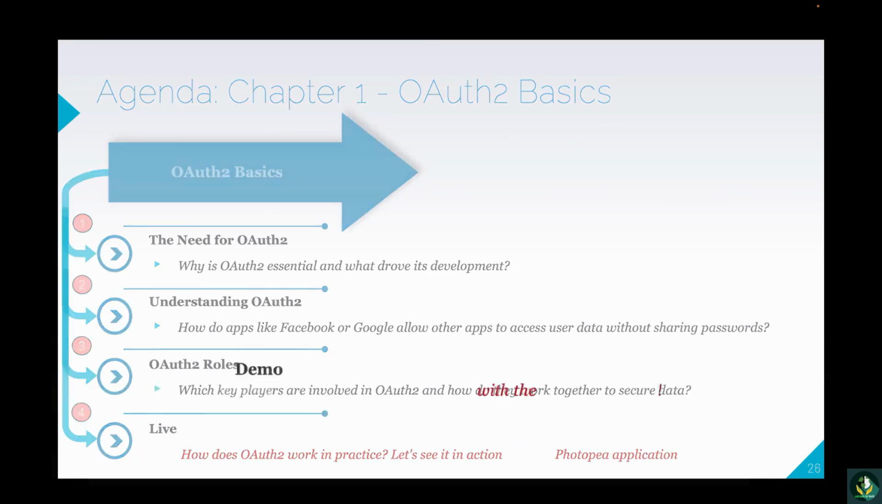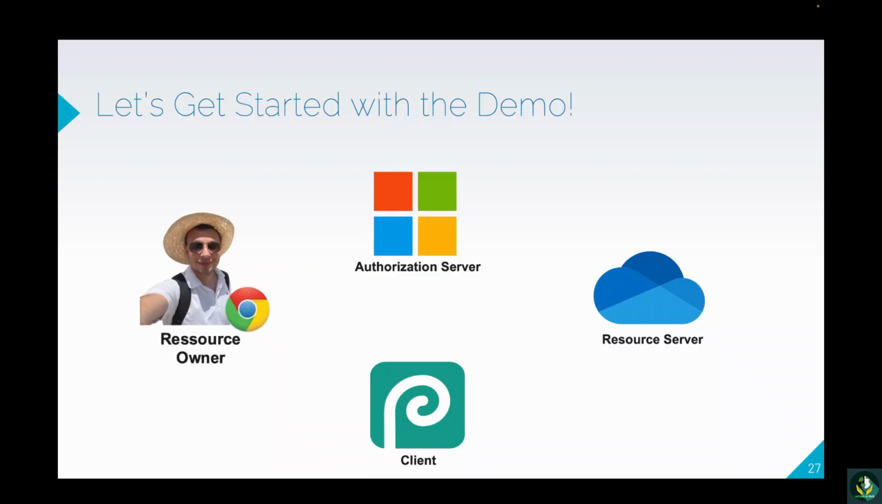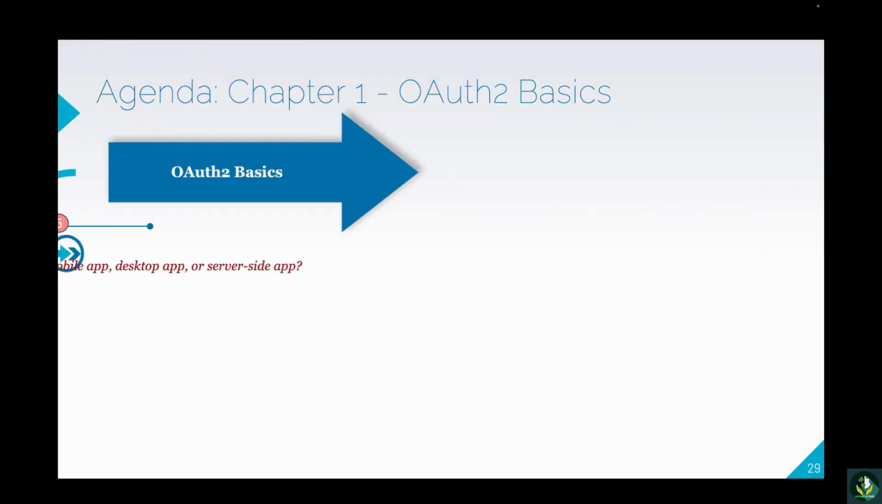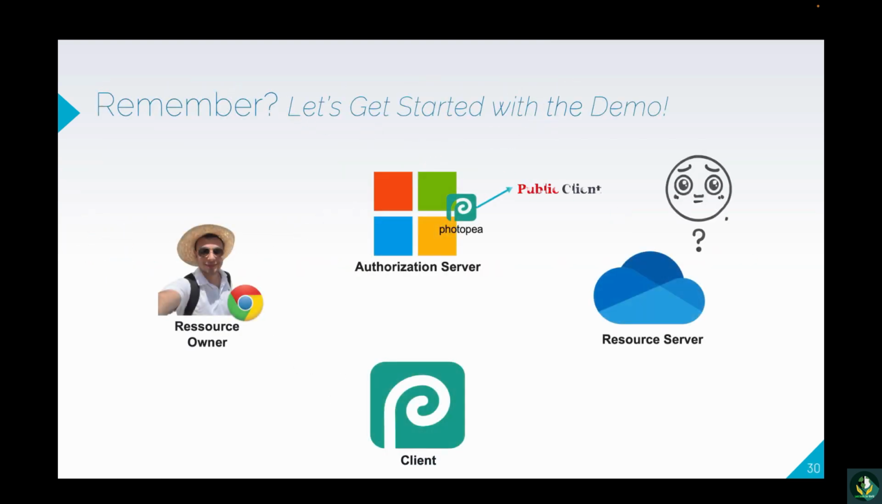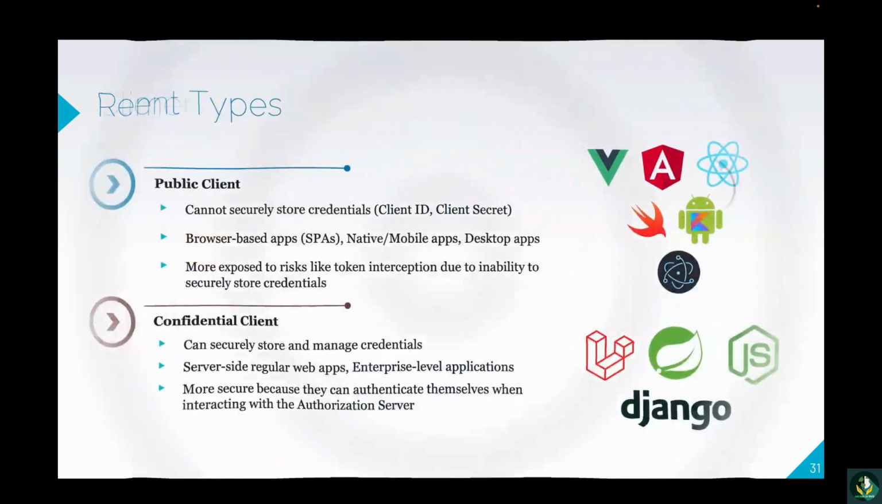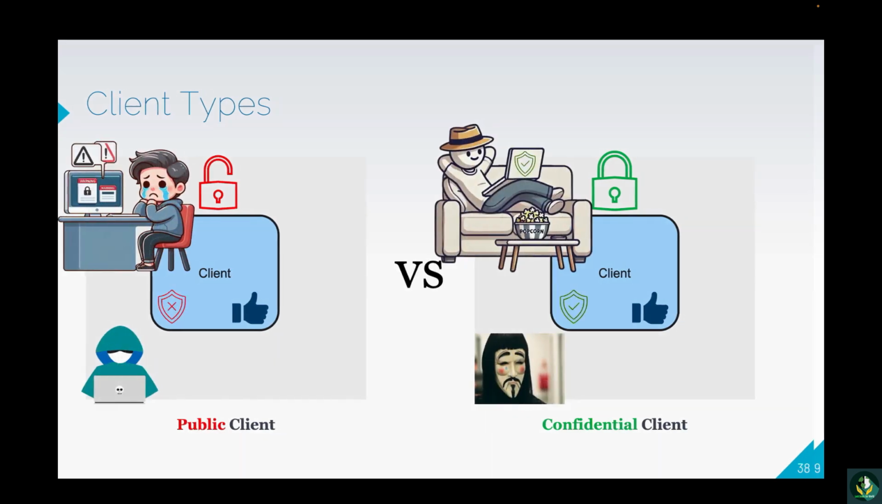After that, we will dive into a live demo using the Photobee application to see everything we have learned in action. In this demo, I will be the resource owner granting access to my OneDrive photos using OAuth 2. We'll discuss the different types of clients that use OAuth 2, including single-page applications, mobile applications, desktop applications, and server-side applications. We'll explore the differences between them and determine when to use each client type.